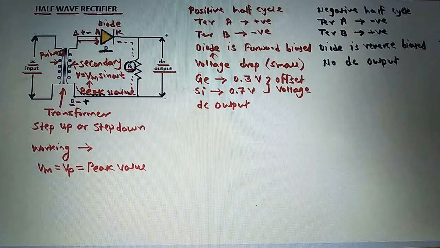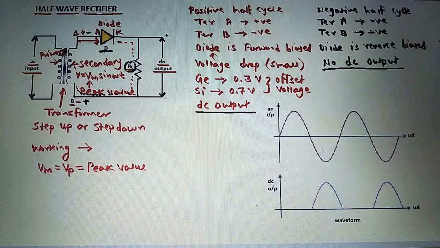So during the negative half cycle, as the diode is in reverse bias, there will be no current flowing through the diode. So there will be no DC output across the load resistance RL. During the positive half cycle, we will get the DC output across the load resistance, but during the negative half cycle, there will be no DC output across the load resistance RL.